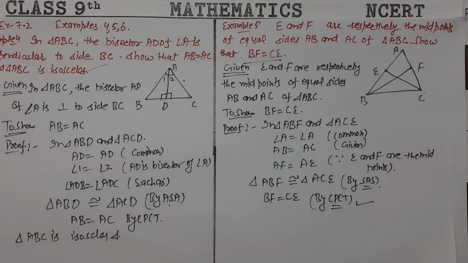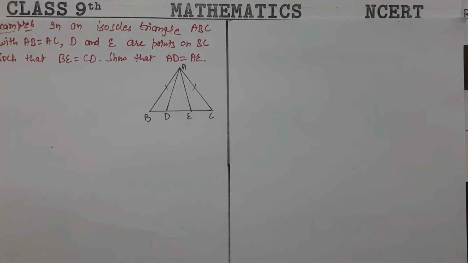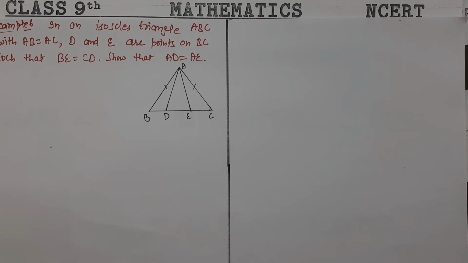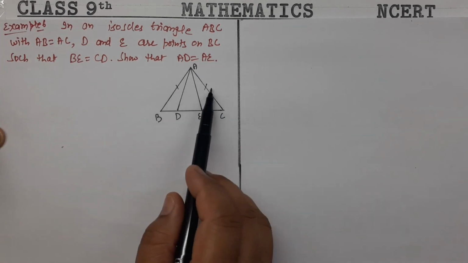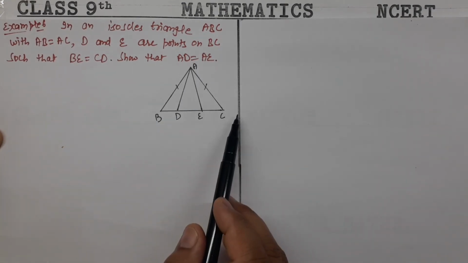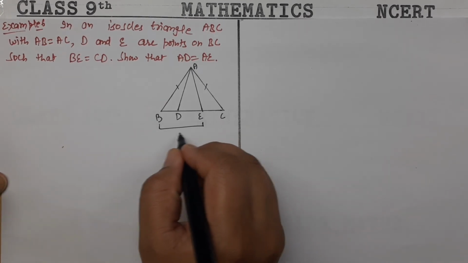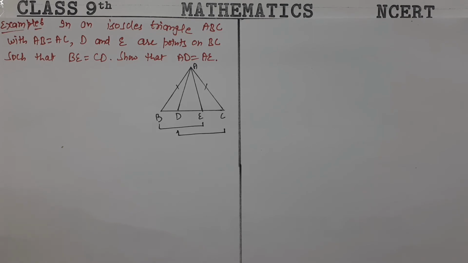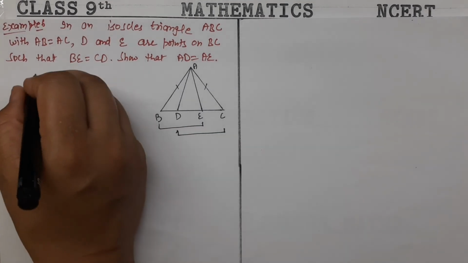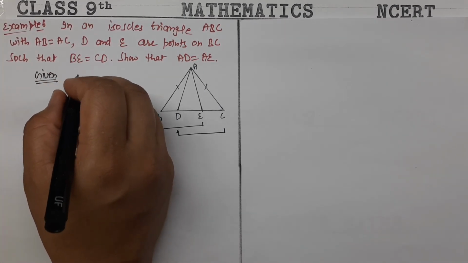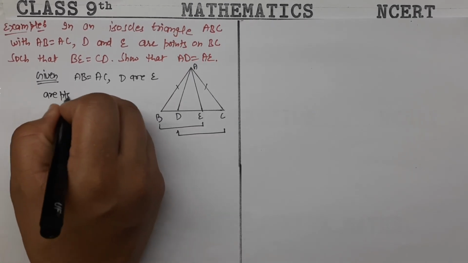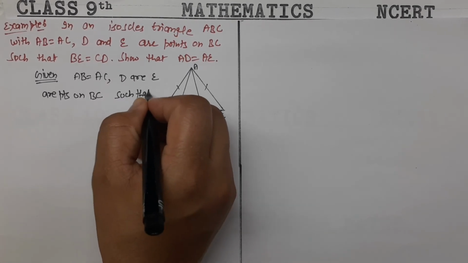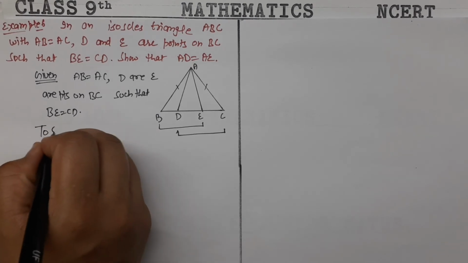Now the next is example number 6. In an isosceles triangle ABC with AB equals AC, D and E are points on BC such that BE equals DC. Show that AD equals AE. Given. To show.